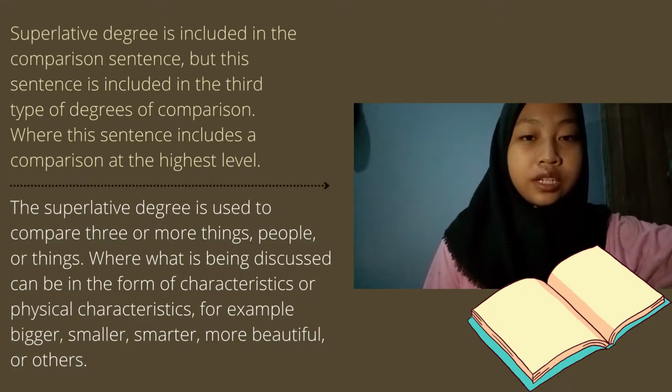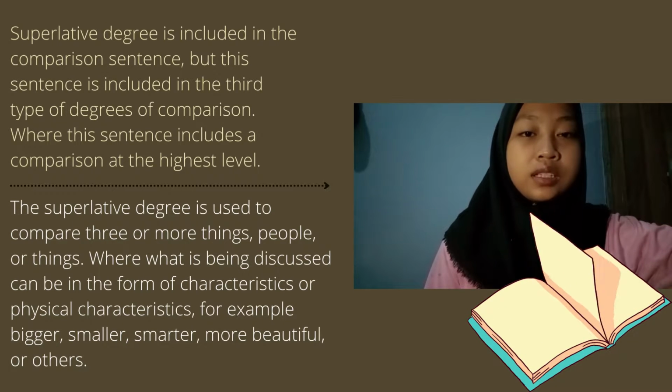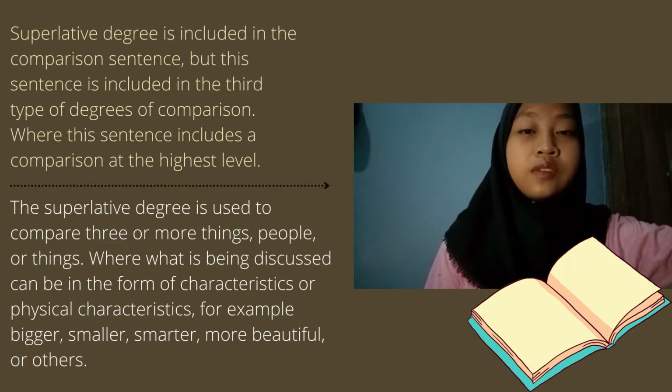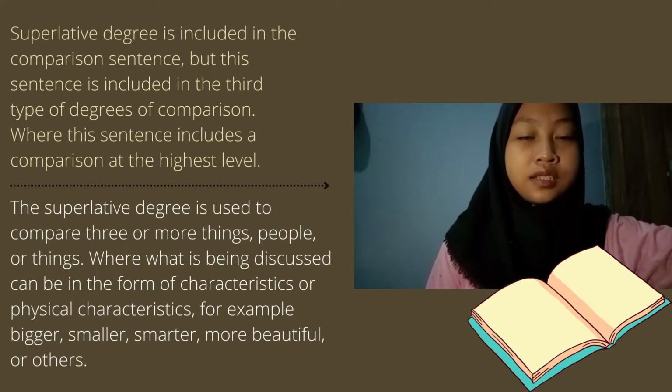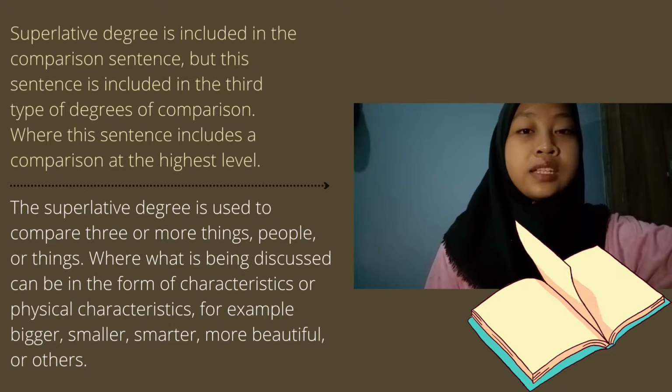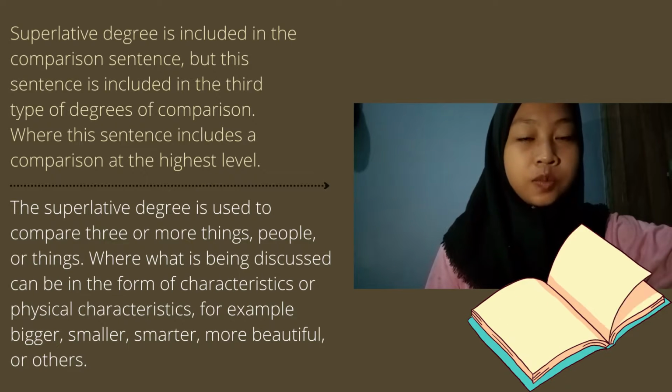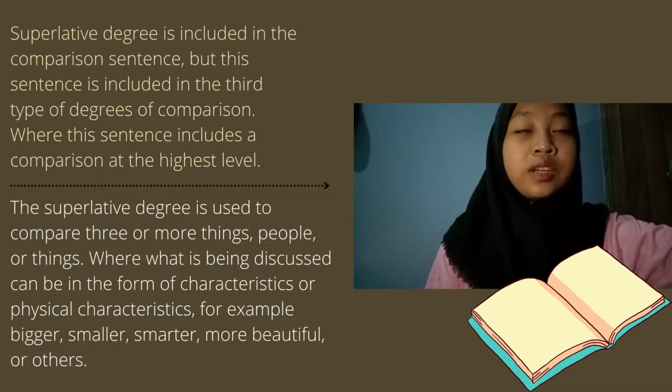The superlative degree is used to compare 3 or more things or people, where what is being discussed can be in the form of a characteristic or physical characteristic. For example, biggest, smallest, smartest, most beautiful, and others. It can be said that the superlative refers to something that is most among others. So, if it is applied in a sentence, there is no other object but only one object that is mentioned.